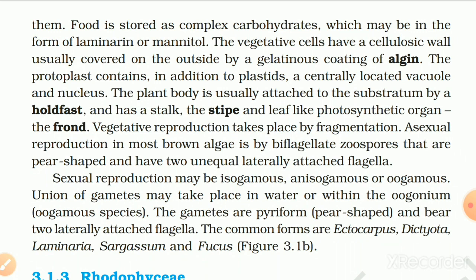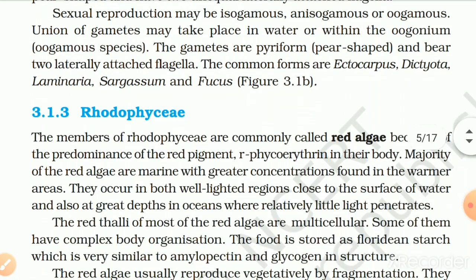Asexual reproduction in most brown algae is by biflagellated zoospores that are pear-shaped and have two unequal laterally attached flagella. Sexual reproduction may be isogamous, anisogamous, or oogamous. Union of gametes may take place in water or within the oogonium in oogamous species. The gametes are pyriform, pear-shaped, and bear two laterally attached flagella. The common forms are Ectocarpus, Dictyota, Laminaria, Sargassum, and Fucus.